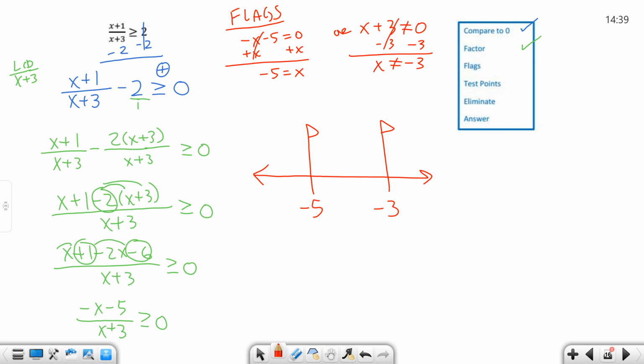Do I shade any flags? Well, I have a greater than or equal to here, so I do shade flags, but I've got to be careful. I can't shade the negative 3 because it's in the denominator. So I shade the negative 5.